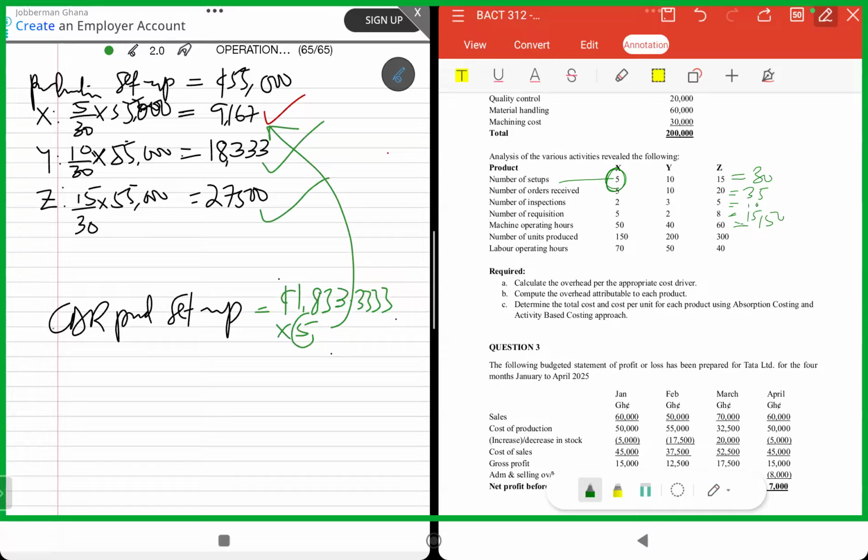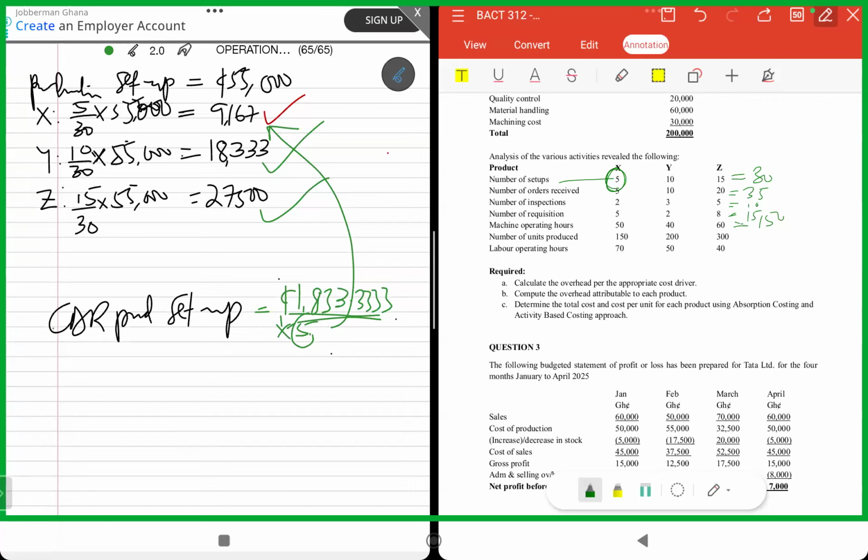If you use the CDR method, unless the question asks you to find the cost driver rates for each overhead, the issue will be that after finding 1,833, you have to come back and multiply by 5 to get what we are getting here. So when you use this method, it will give you the overhead. It says calculate the overhead per the appropriate cost driver, and that's what we are trying to do here.